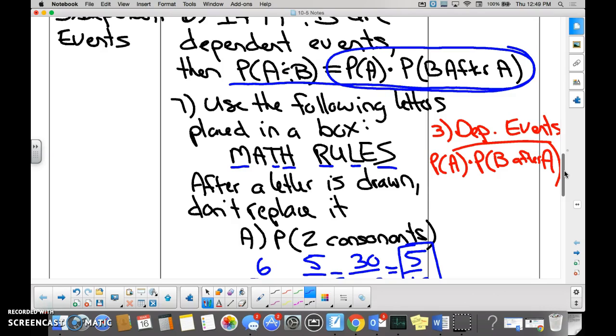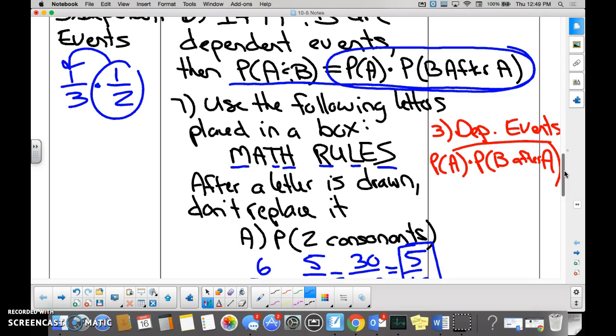So I put 3 markers in the jar: red, blue, and green. What's the probability I'm going to pick a red and then a blue? What's the probability I'll pick a red? 1/3. What's the probability I'm going to pick a blue? 1/2. The reason it's 1/2 is because I've already picked one out of my first draw. I only have 2 left in there, right? So this is a dependent event because the second event depends on what happens in the first event.